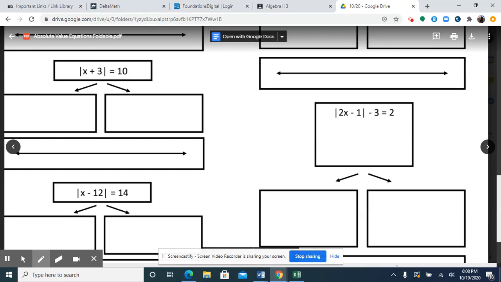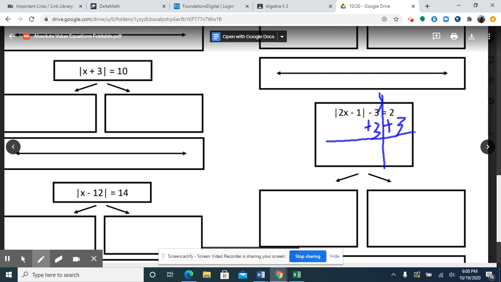Okay, so now looking at this problem, we have the absolute value of 2x minus 1, minus 3, is equal to 2. Now, what's a little bit different from this one is that we need to take an extra step. What we want to do is isolate the absolute value. So we want this part by itself. So if we want that by itself, what we need to do is move over our 3 to the other side first.